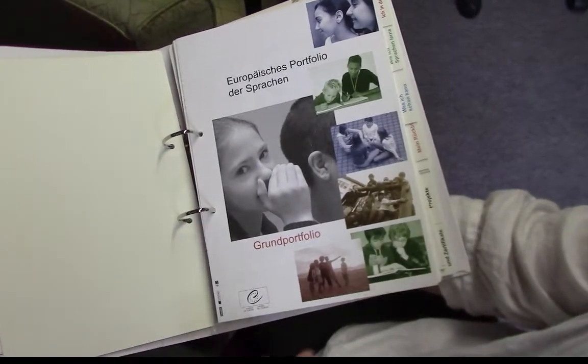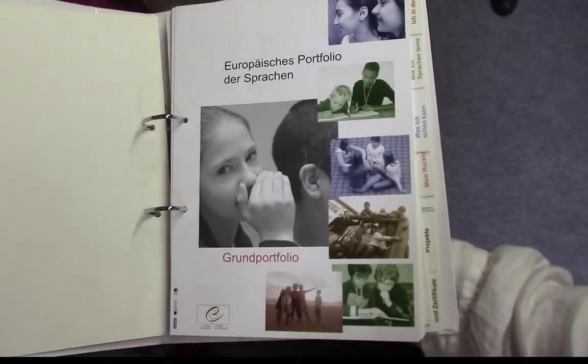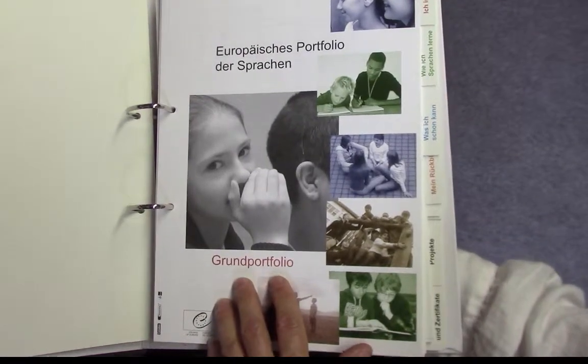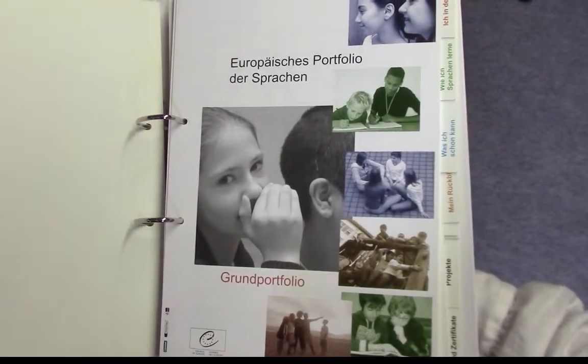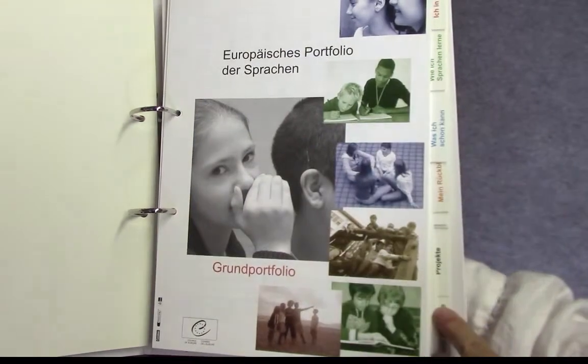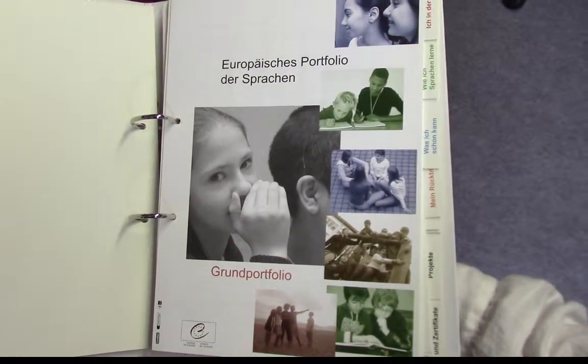Here we go. This is the Europäisches Portfolio der Sprachen, and that's aimed for school kids in their first year of a foreign language. And the portfolio has different sections here. I'll go through a few features with you.